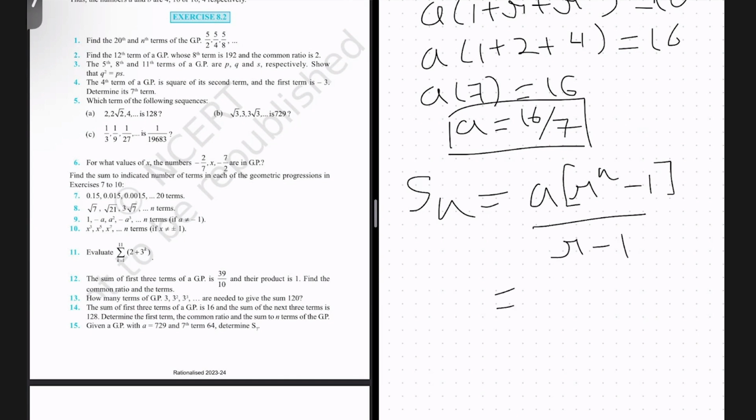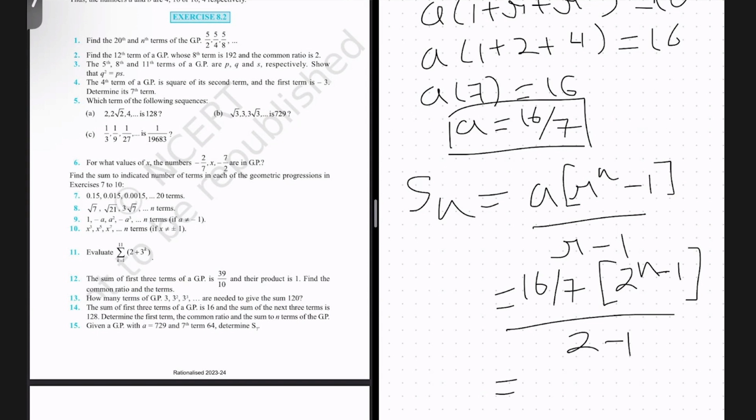Substituting the values of a and r here, you have 16 by 7. In the brackets, you have 2 raised to the power n minus 1. And in the denominator, you have 2 minus 1, and that is nothing but 1 itself. So the final answer is 16 upon 7 times (2 raised to the power n minus 1). That is going to be your Sn for this particular GP.